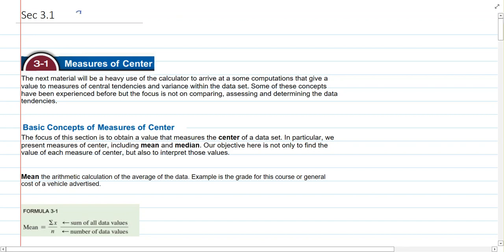Now we're in chapter 3. And in chapter 3, the topics we're going to be doing are describing, exploring, and comparing data.